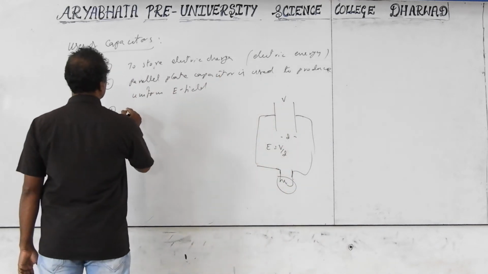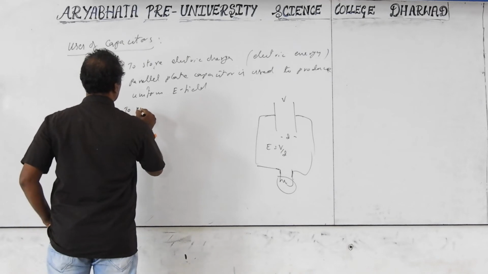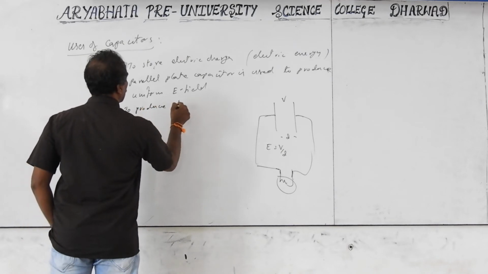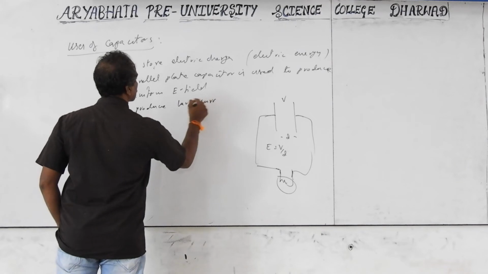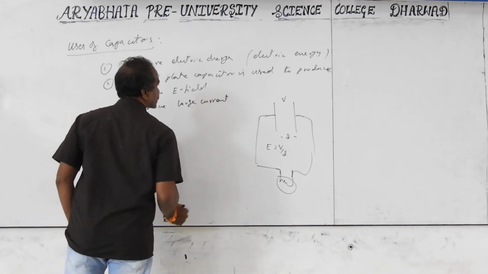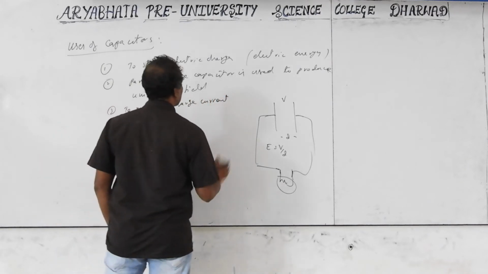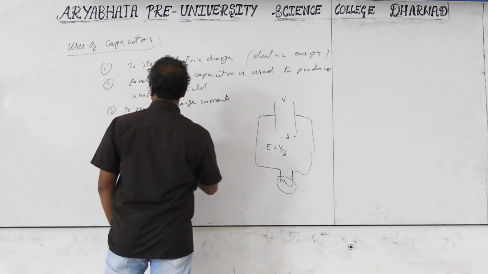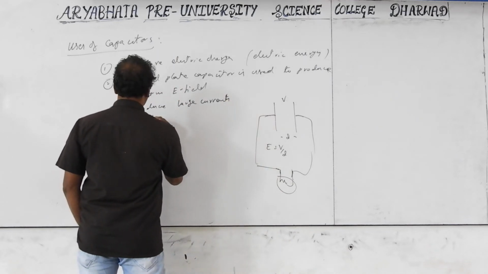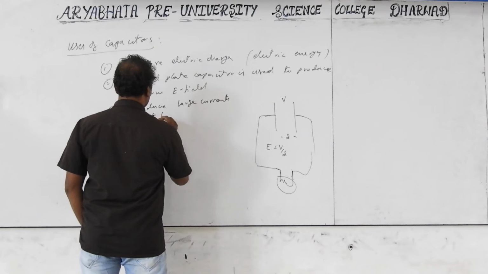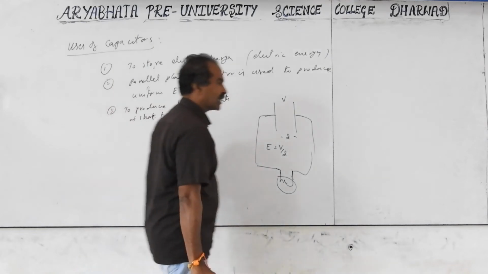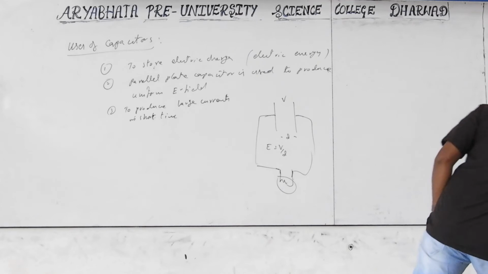So to produce large currents, for flashlights where large current is required, we use capacitors for short-term currents. In just a fraction of a second we can get a large current from capacitors.